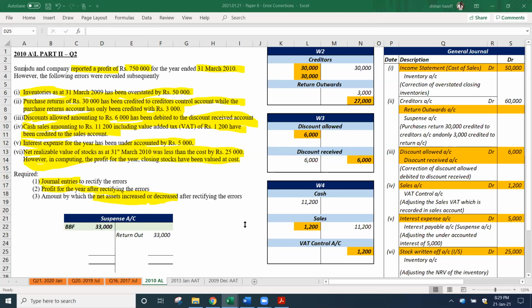Okay. The questions in the paper, try to do all those questions, and we will check. I will try to share the answers for that. And if you have done it, you can WhatsApp me. I will check.